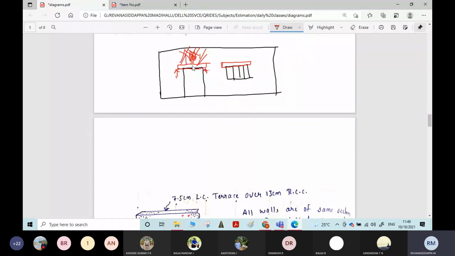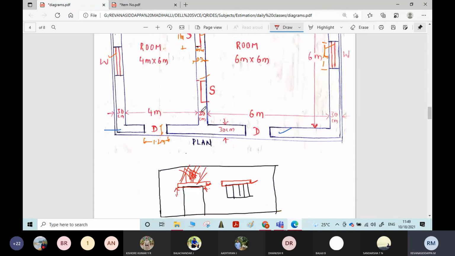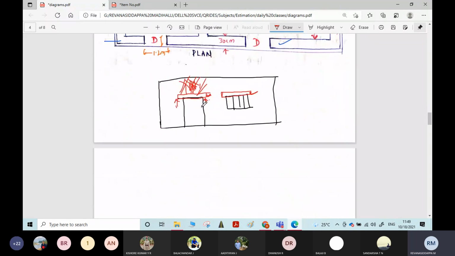These lintel beams are made of reinforced cement concrete. Therefore, we need to deduct the volume of these lintel beams as well in the wall. Even over the shelves we will provide the lintel beams.